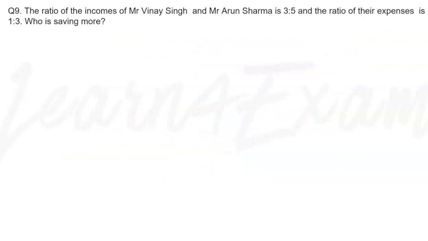Let's move on to the next. The ratio of incomes of Mr. Vijay Singh and Mr. Arun Sharma is 3:5, and the ratio of the expenses is 1:3. We need to find out who is saving more.